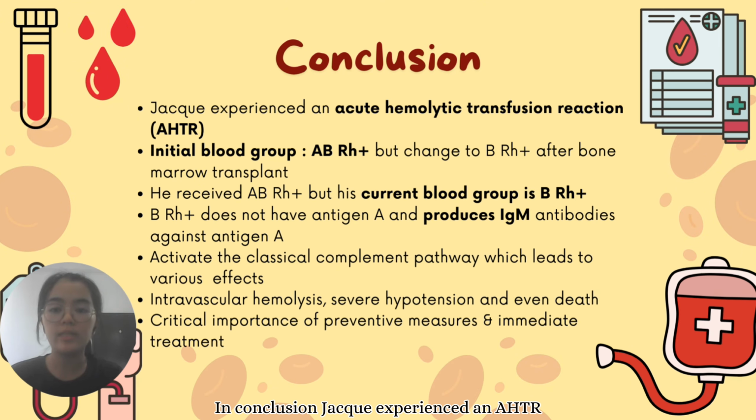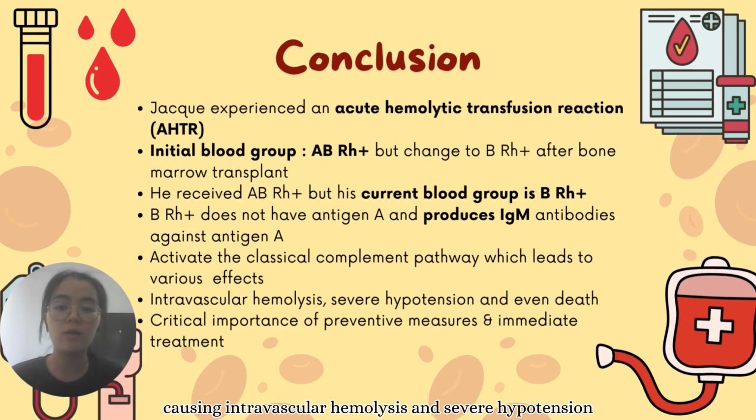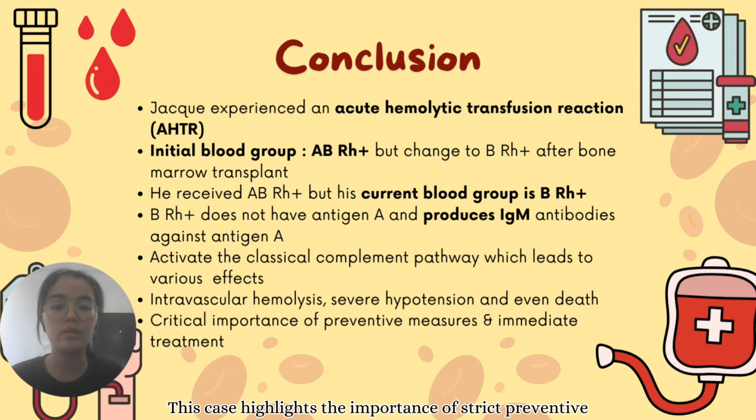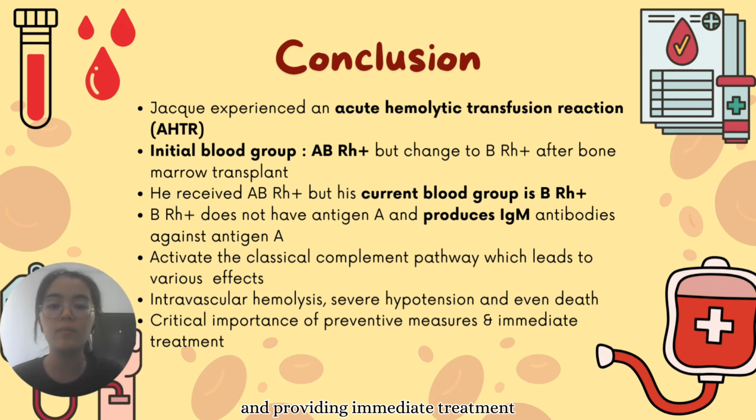In conclusion, Jack experienced an AHTR because the AB Rh plus blood he received was incompatible with his current B Rh plus type after his bone marrow transplant. His anti-A IgM antibodies rapidly activated the complement pathway, causing intravascular hemolysis and severe hypotension. This case highlights the importance of strict preventive measures such as verifying updated blood types in post-transplant patients and providing immediate treatment to prevent fatal outcomes.